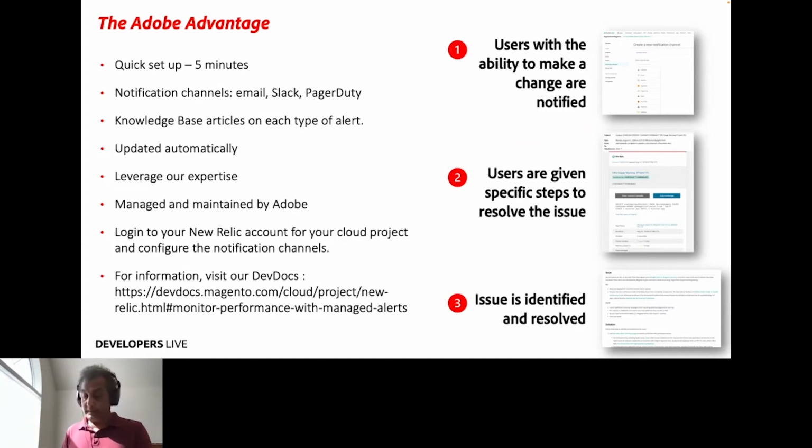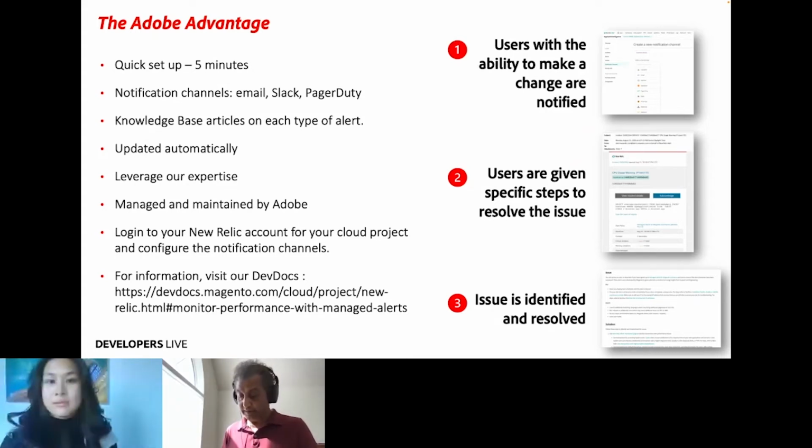So to conclude, it can be a challenge to respond to issues when you do not have the skilled resources. But with access to managed alerts, you have the critical resolution steps to effectively address a given issue. Along with the notification, we include specific instructions via knowledge-base articles to resolve the cause of the alerts. So we've identified what to manage and when, so you don't have to figure it out. Log in to your New Relic account for your cloud project and configure the notification. You can learn more in the DevDocs section of adobe.com.